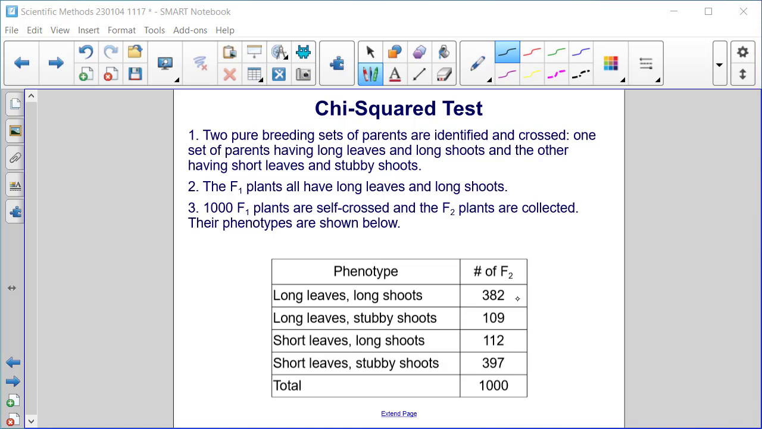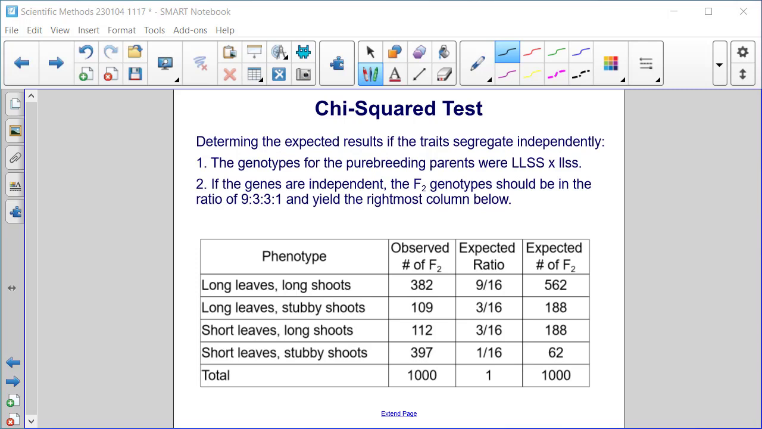382 have long leaves and long shoots. 109 have long leaves and stubby shoots. 112 have short leaves and long shoots. And 397 have short leaves and stubby shoots, for a total of 1,000 plants. Let's look now at determining the expected results if the traits segregate independently.